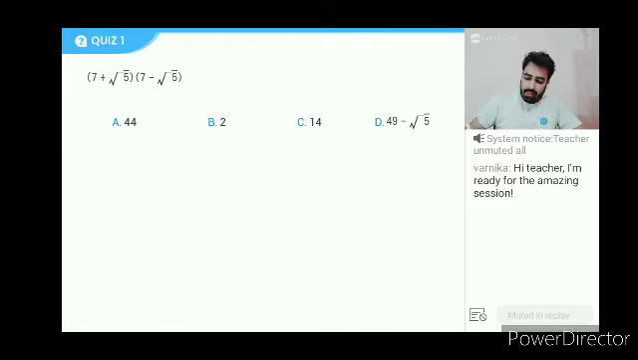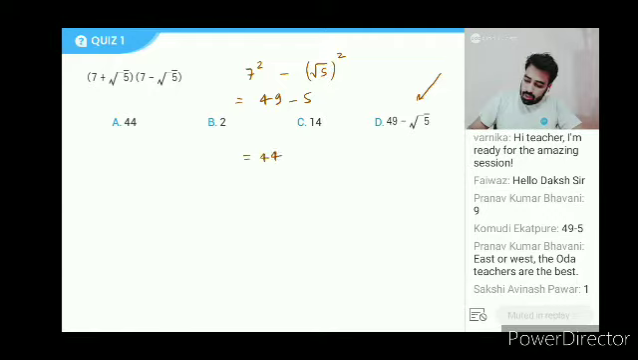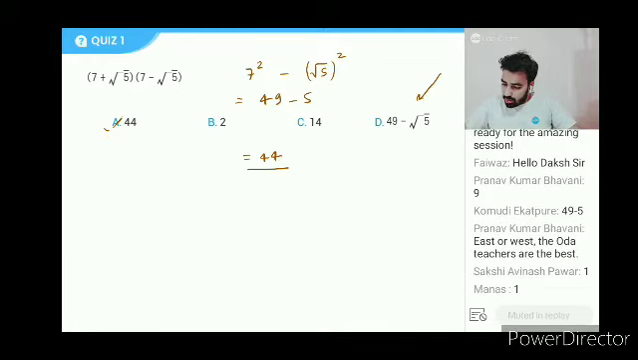The value of (7 plus root 5) into (7 minus root 5) will be 7 square minus root 5 whole square. This is not the correct answer. It should be 49 minus root 5 square. So this will be 49 minus 5, that is 44. So option A is correct. Are you guys able to remember it?